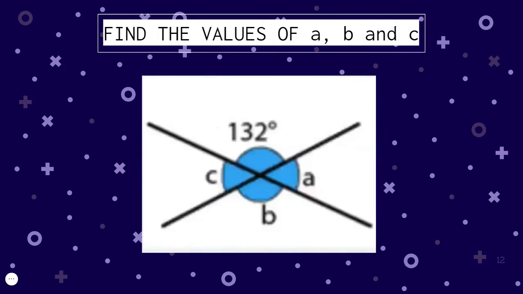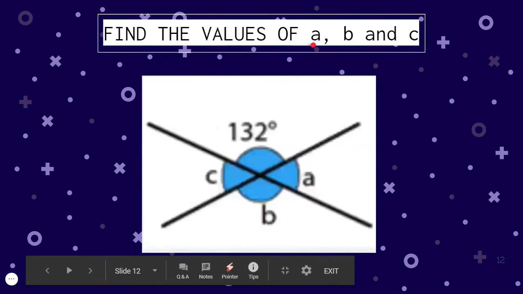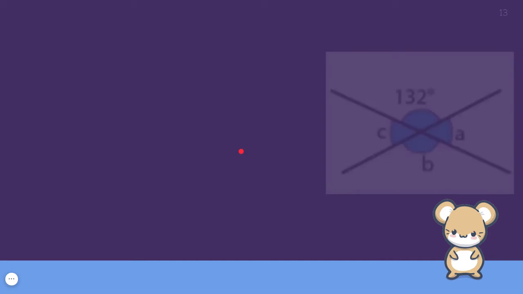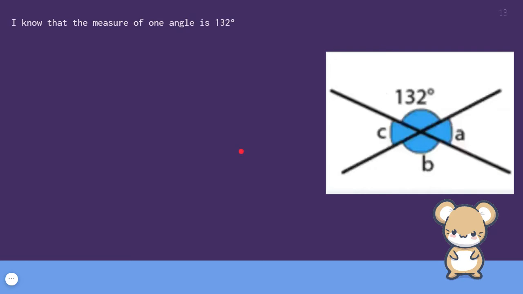The question says find the values of A, B and C. If you can see the diagram clearly, it's not clear, but you can see the diagram where you can see 132 degrees. You can see A, B and C. They are telling us to find the measure, find the value of these three angles. They have given me one angle. Now let us see how we can do this. First, I know that the measure of one angle is 132. As I can see on this picture clearly, the first angle is 132 degrees.